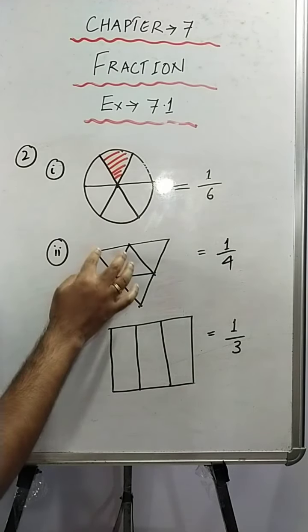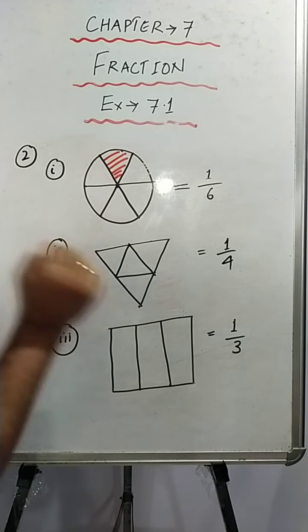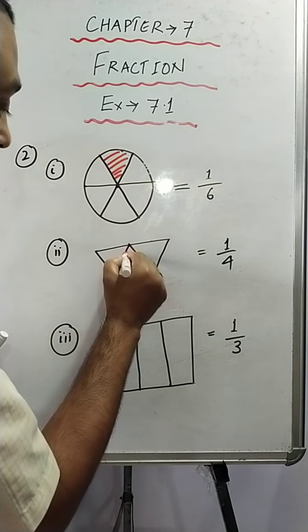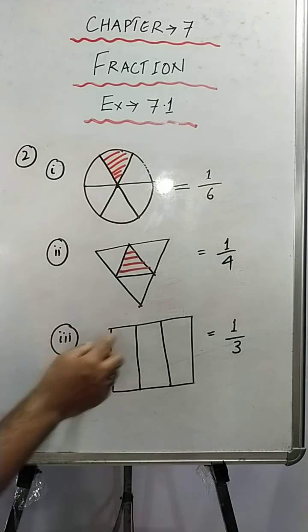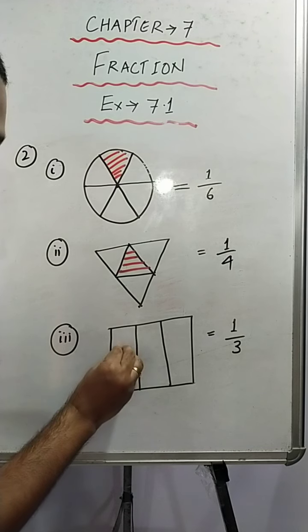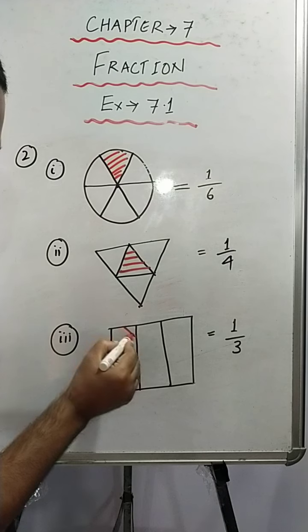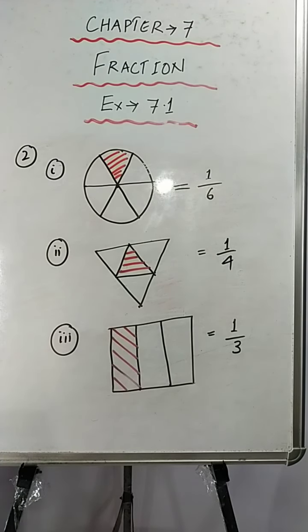Similarly, in the second figure, the whole has been divided into 4 equal parts, 1, 2, 3 and 4. Out of 4, how many portions do you shade? Only 1. You can shade any one portion. Similarly, in number 3, this entire figure has been divided into 3 equal parts. Out of 3, how many parts do you shade? 1. The same way you have to do the rest of the sums, that is sum number 4 and 5. Students, question number 3 would be your homework.